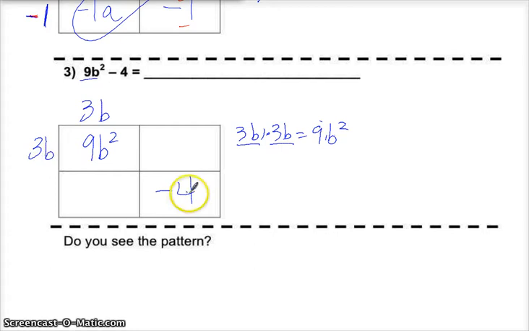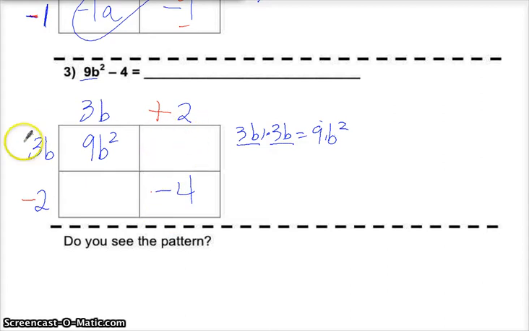What two numbers multiply to give us 4? Well, that's 2 times 2. But once again, we need to multiply to get a -4. So what needs to be true about one of these 2's? One of the 2's needs to be positive, and the other 2 needs to be negative, because a -2 times a +2 will give us -4.